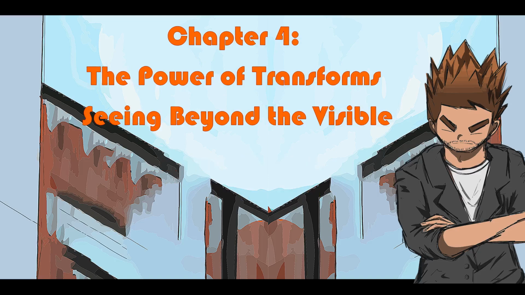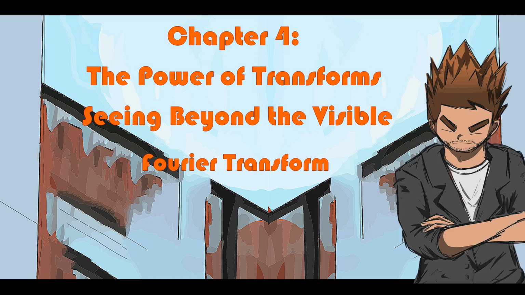Now, the power of transforms. Seeing beyond the visible. What if I told you that every image contains hidden information, details that the human eye cannot see? To reveal these details, we need to step into the world of image transforms. An image is not just a set of colors. It is also a combination of different frequencies. Some parts of an image change slowly, like smooth background areas, low frequencies, while others change quickly, like sharp edges, high frequencies. The Fourier transform is like a machine that transforms an image from the spatial domain, where we see objects, into the frequency domain, where we analyze patterns.